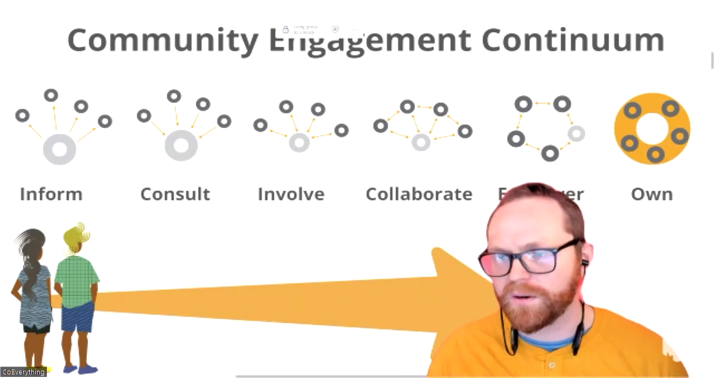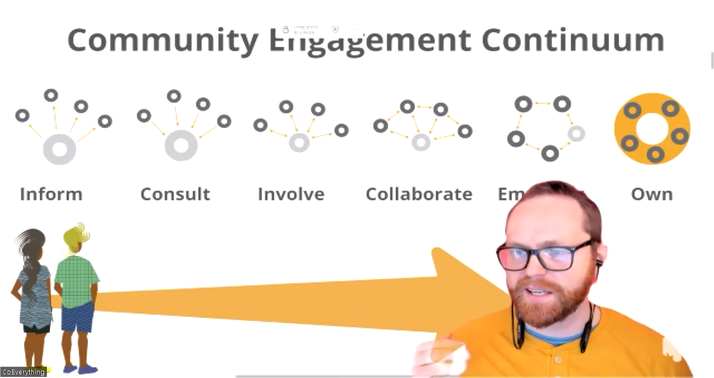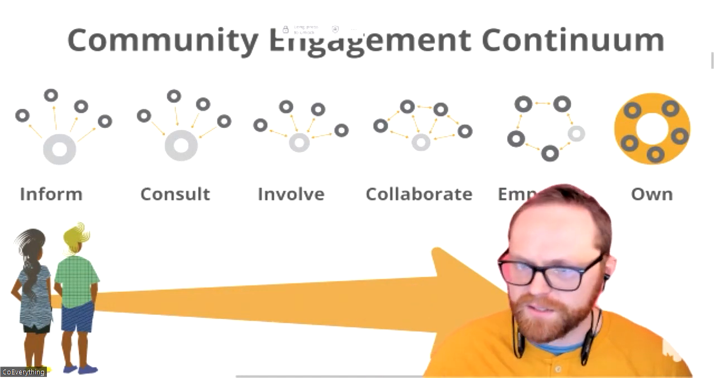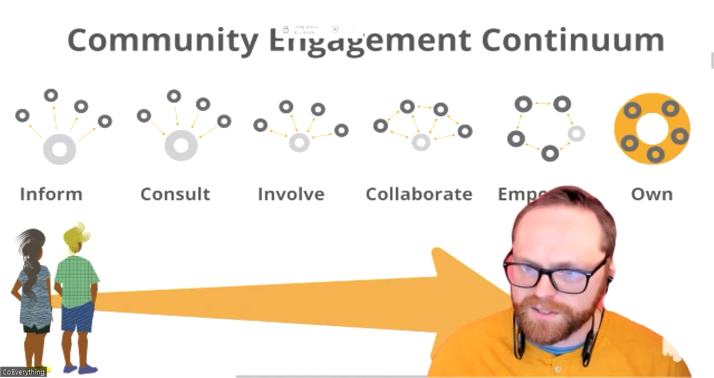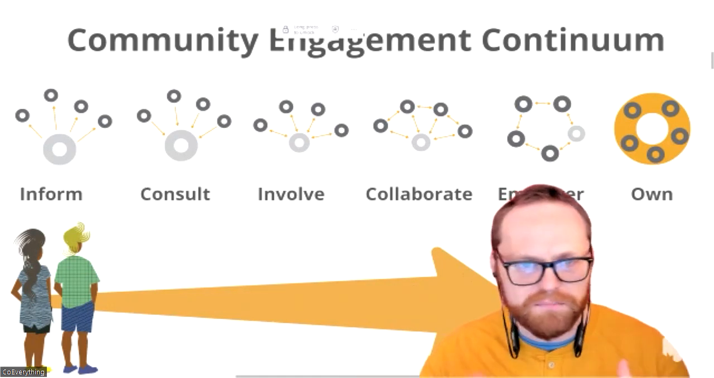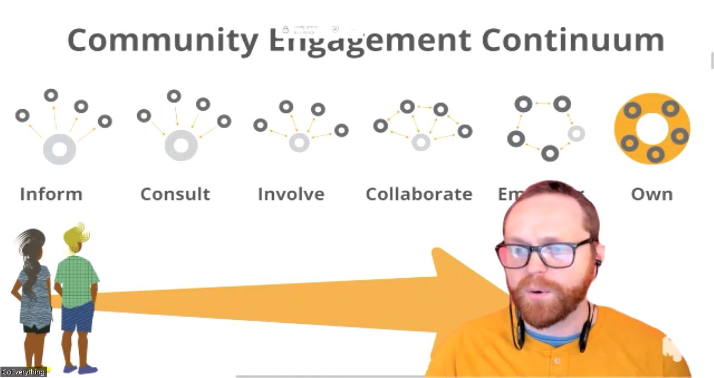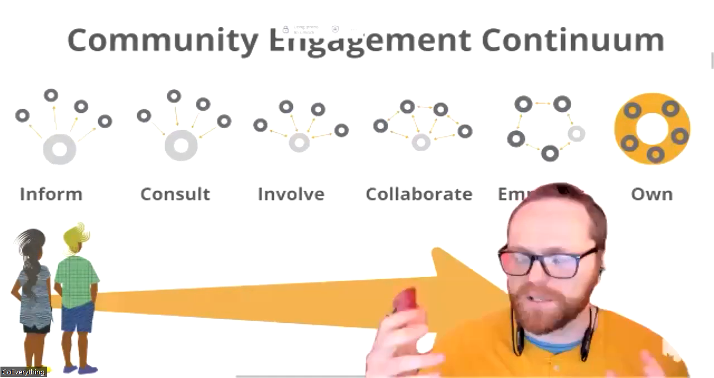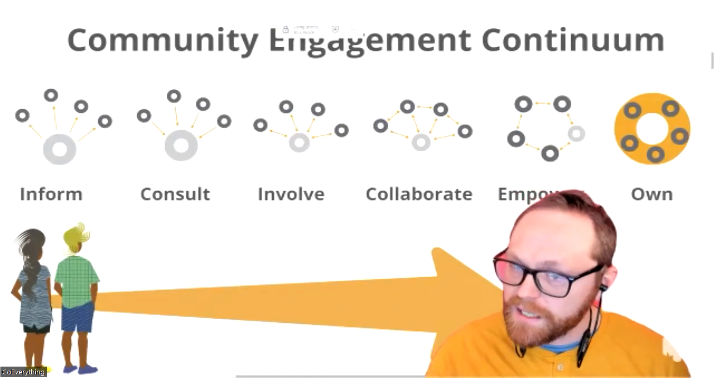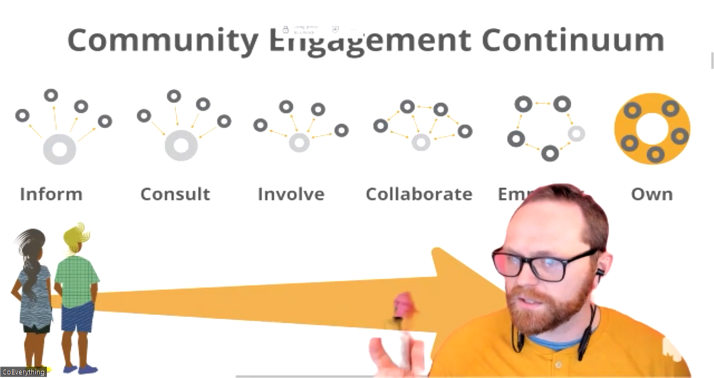Until we get to empower, where the circles are the same size and the decision making power sort of starts to be distributed amongst community members. And community in this can mean all sorts of things, and I'll show some examples of different projects and what it means. But we're actually giving decision-making power to community folks.